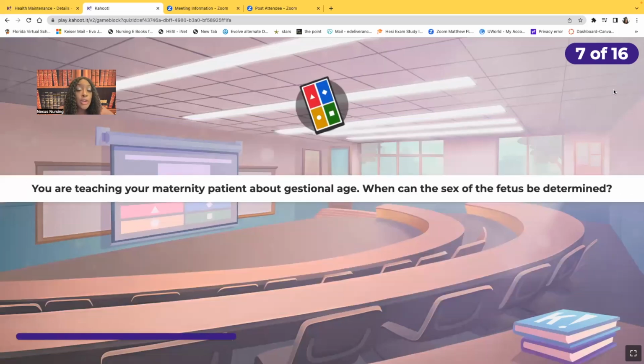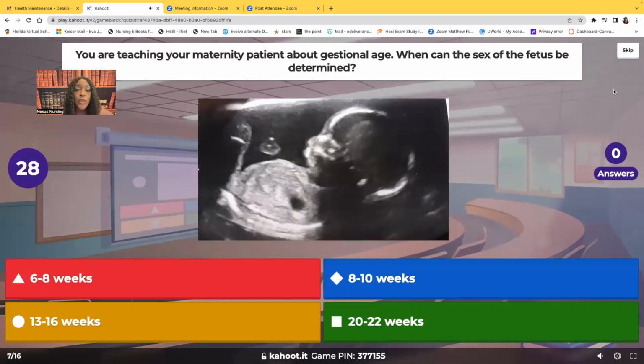You're teaching your maternity patient about gestational age. When can the sex of the fetus be determined? When can you realize if it's a boy or a girl? Is it 6 to 8 weeks, 8 to 10 weeks, 13 to 16 weeks, or 20 to 22 weeks?